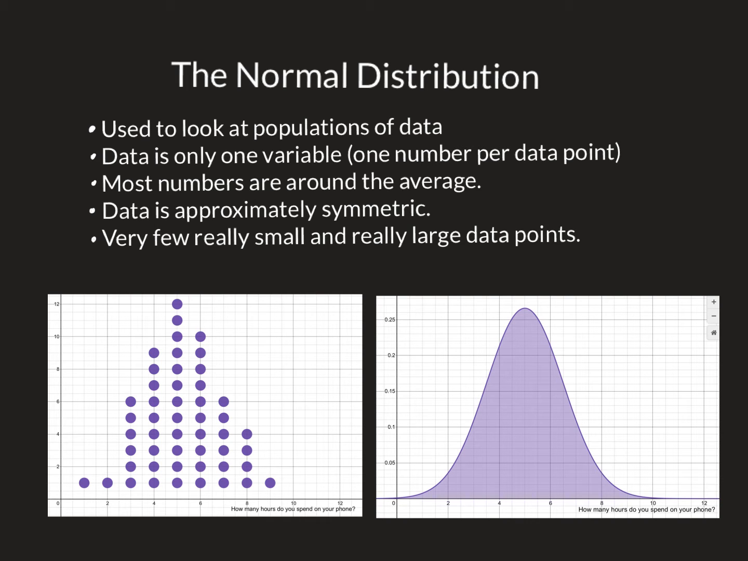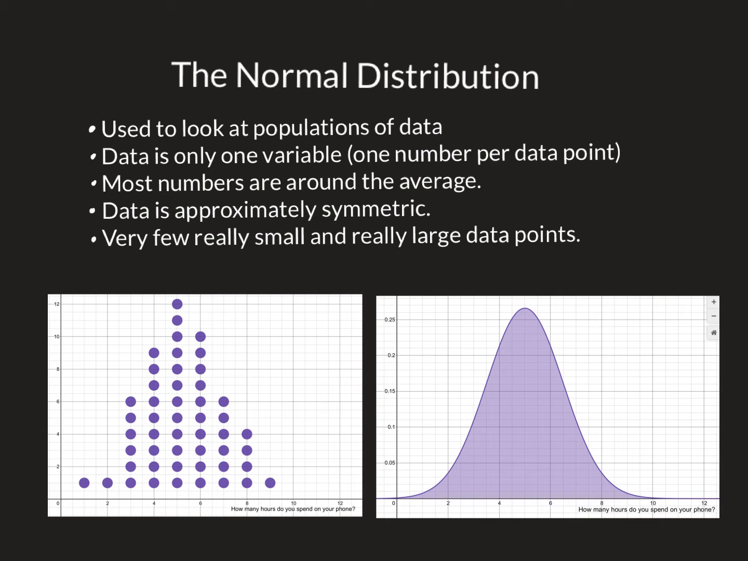This video is going to give you some idea about what the normal distribution is. First, I want you to start looking at these two images. The title that we have down here is How Many Hours Do You Spend on Your Phone? Each of these purple dots represents a person, and it tells us how much time they spend on their phone every day. So this person, which is at 1, here's 2, here's 0, so this is 1, spends 1 hour on their phone.